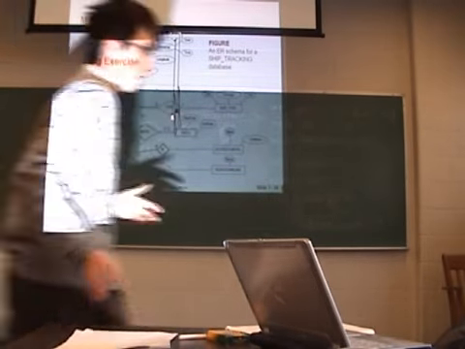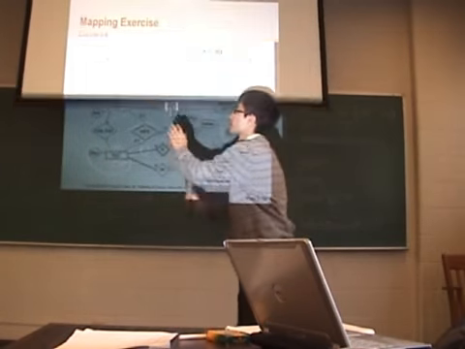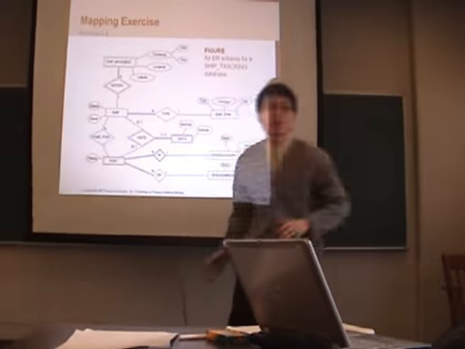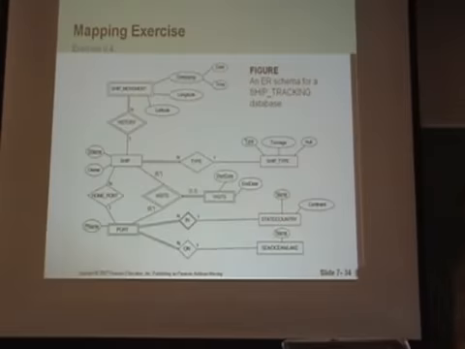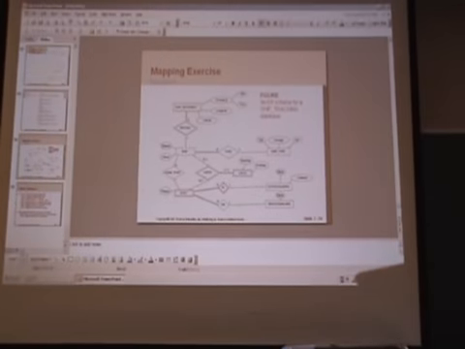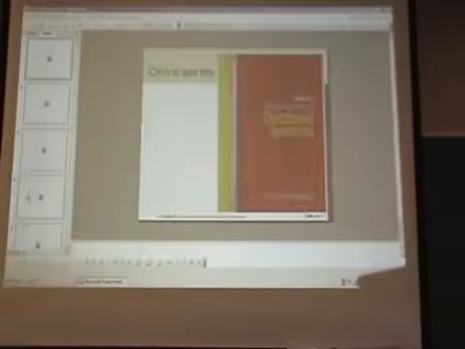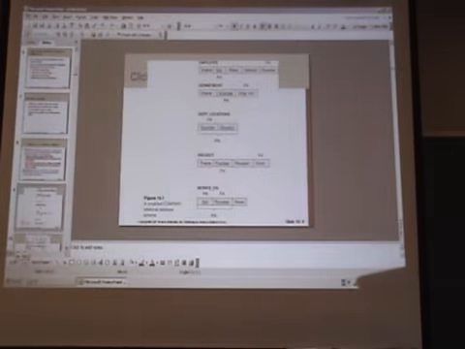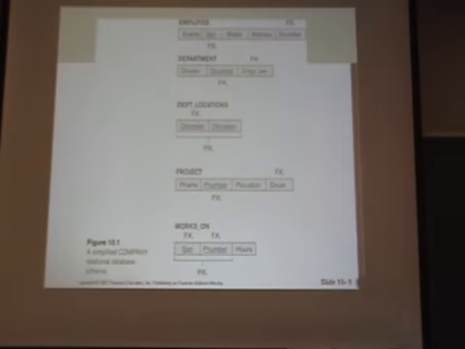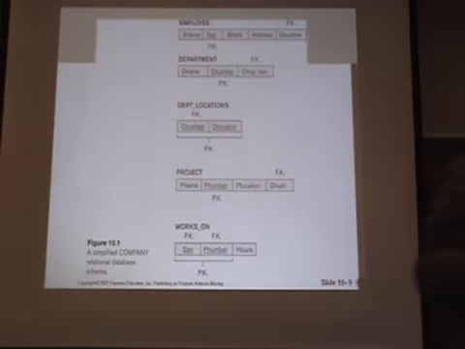Okay, then finally we have the first version of the relational database schema model. For example, this one. This is our initial model.